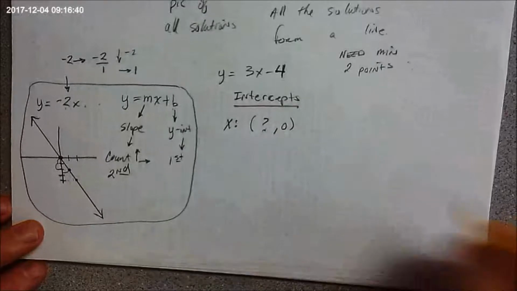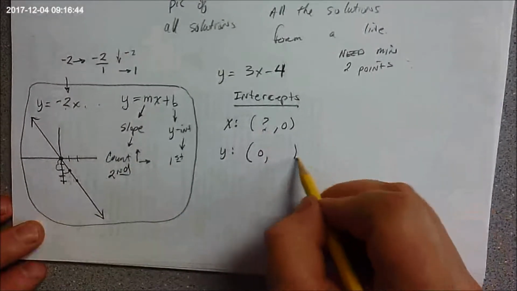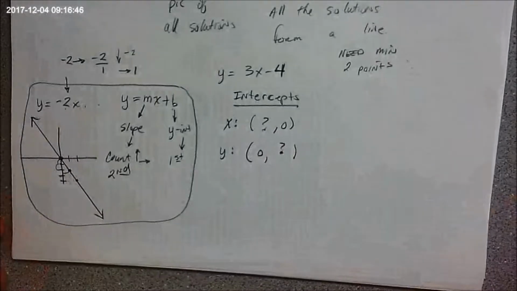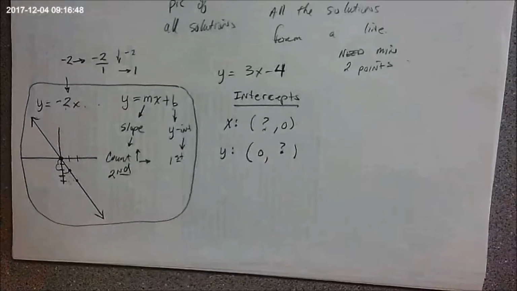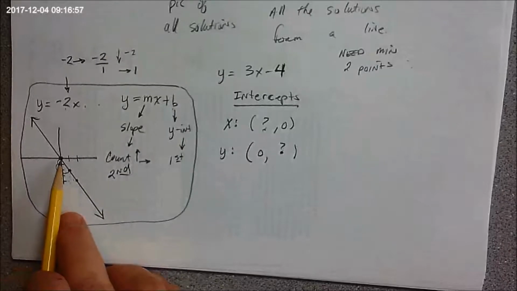And just like before, for the y-intercept, you put a 0 for x and you figure out what number y has to be. The only time this doesn't work is if you only have one intercept. Like this one, right here, the x and y-intercept are both 0, 0, right?